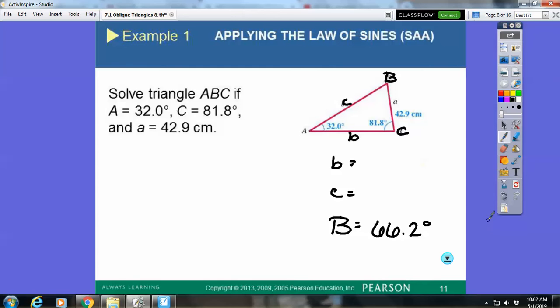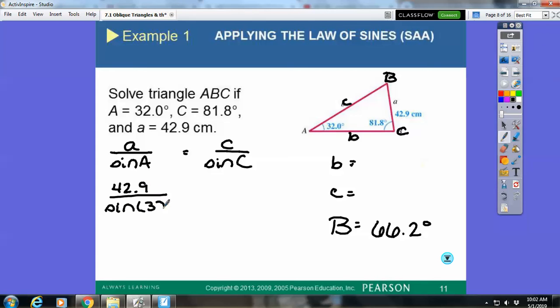Okay. Now let's start finding some sides. What you can do is take the law of sines and take 2 ratios at a time and set them equal. So if I wanted side c, for instance, we know stuff about A, so we could say a over sine A equals c over sine C. And then plug in the stuff you know. Side a is 42.9 over sine of angle A, 32 degrees, equals side c, which I don't know, over the sine of 81.8 degrees.